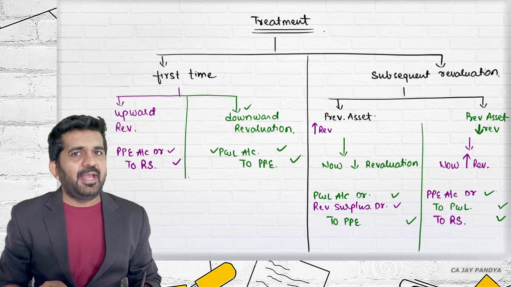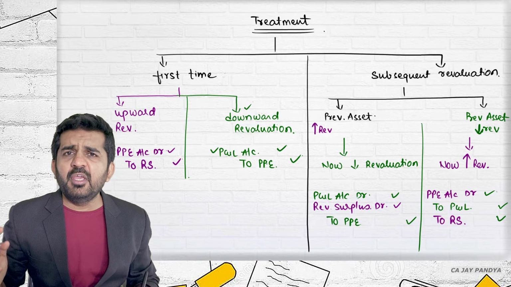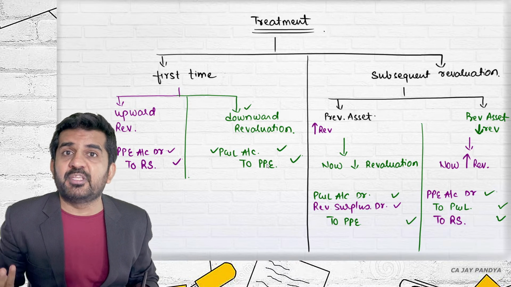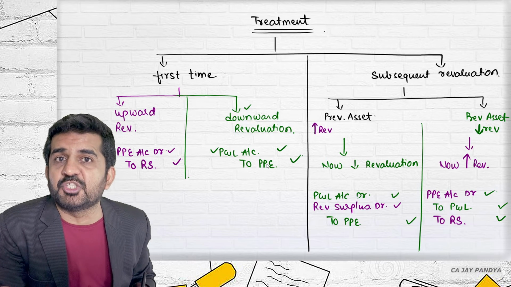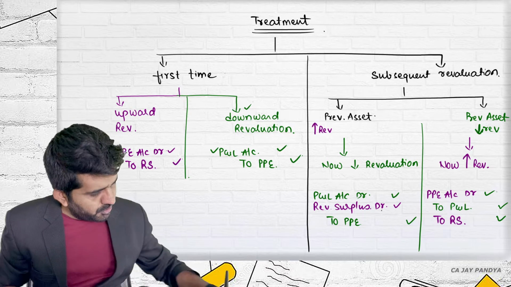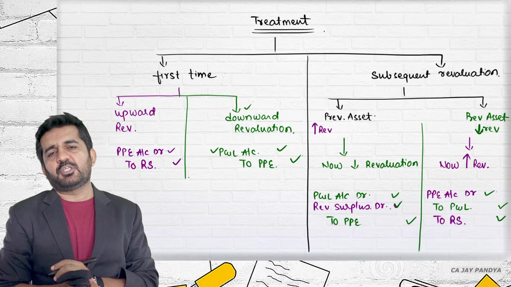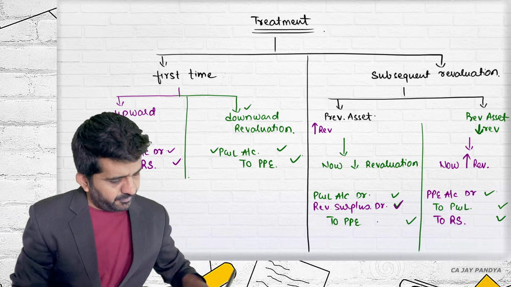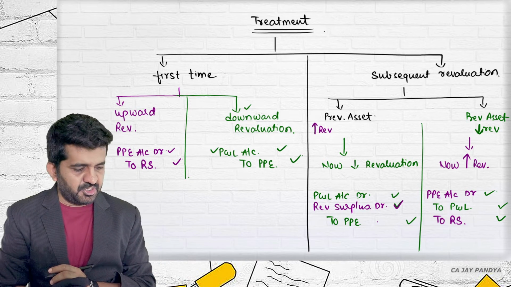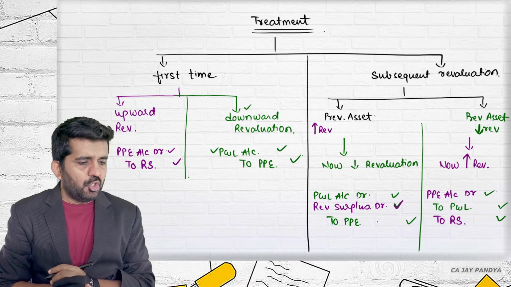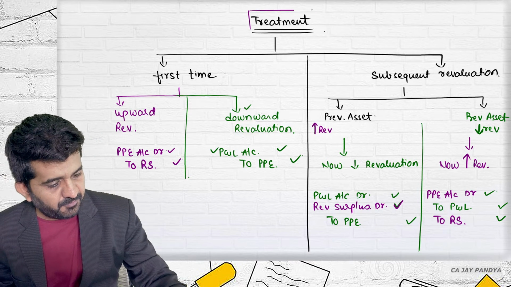Is it all right? And if it was first upward revalued, then you are having a balance of revaluation surplus in credit. So you should utilize that particular surplus as far as the downward revaluation now is concerned. Is it all right? So this is the treatment of revaluation surplus.